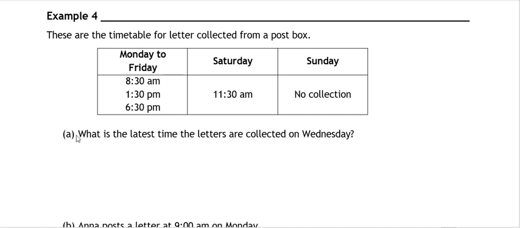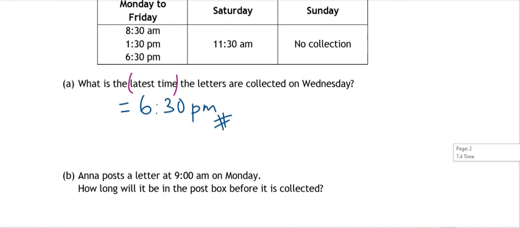For part A, what is the latest time the letters are collected on Wednesday? It's obvious that it is from the first box, Monday to Friday. The latest time the letters will be collected is at 6:30 p.m. So that's part A. Now next one, part B.